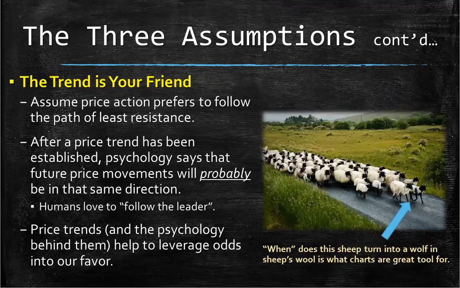The second assumption, and we're going to spend lots and lots of time on this as we go through the course, is that the trend is your friend. Technical analysis assumes that price action prefers to follow the path of least resistance. After a price trend has been established, psychology says that future price movements will probably be in that same direction. Remember, as humans, we love to just follow the leader.